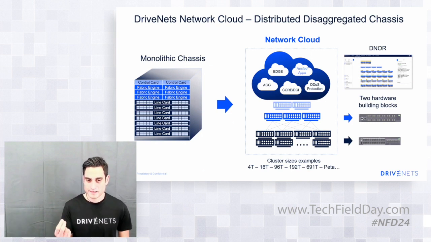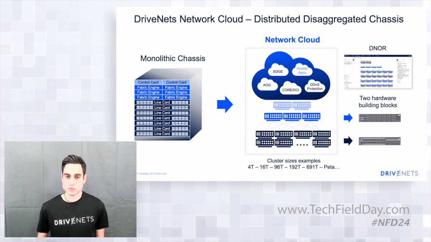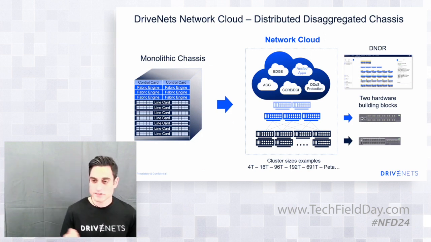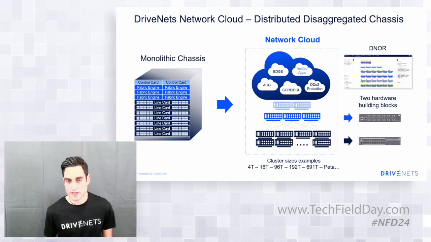This wasn't an easy part, and we had to make a lot of design decisions, not only looking at what we were doing or what we are doing now, but also looking into the future. And we decided to disaggregate them into 2 building blocks: the NCP, the Network Cloud Processor or line card, and the NCF, the Network Cloud Fabric, the interconnection between these line cards.